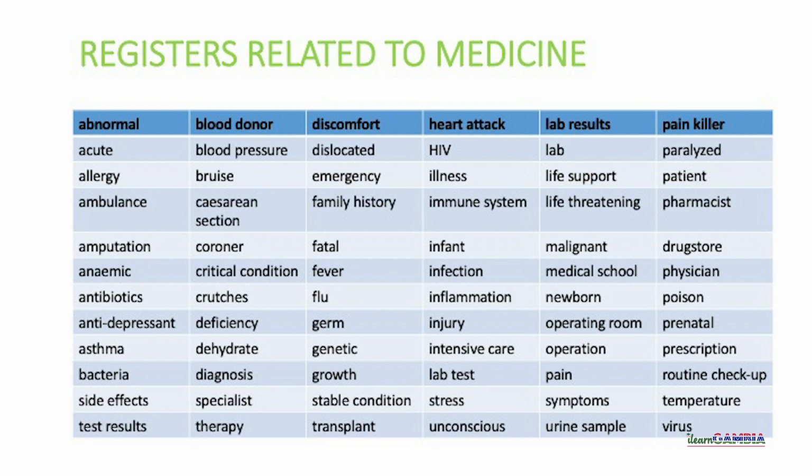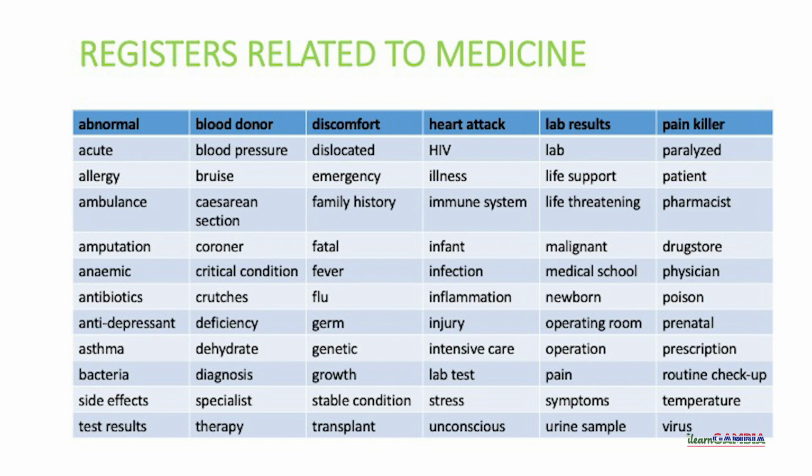Fever, flu, germ, genetic, that has to do with your genetic makeup. Growth, you have stable condition. Transplant, you can transplant a heart. Heart transplant means somebody's heart has a problem, so you take somebody else's heart and transplant it. You can transplant somebody's liver.